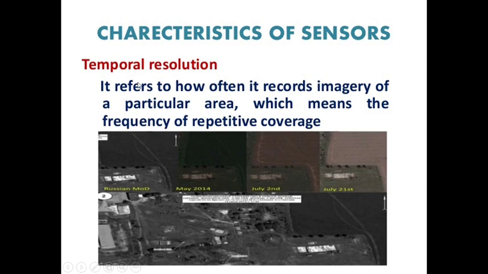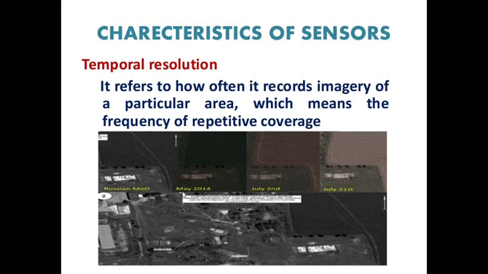Now the last one is the temporal resolution. Now the temporal resolution refers to how often it records imagery of a particular area, which means the frequency of repetitive coverage. Now the temporal resolution depends on the capability of the satellite or the sensor to take pictures of a particular area in a repetitive manner within a very short period of time. In that way, we will be able to differentiate the changes that have been brought to the area.